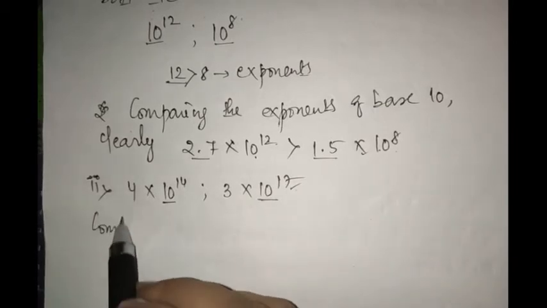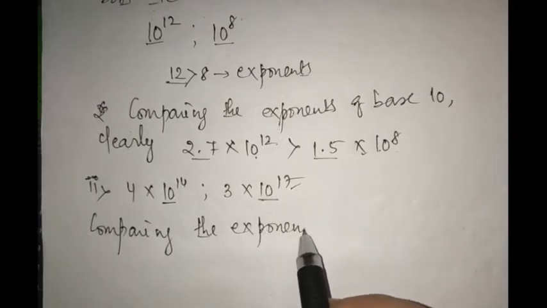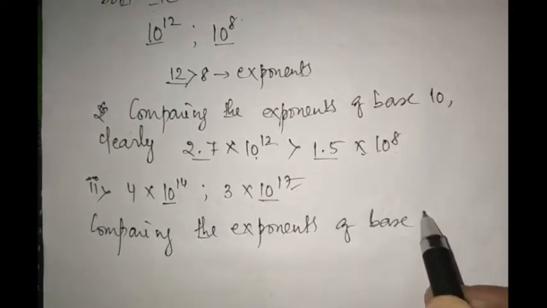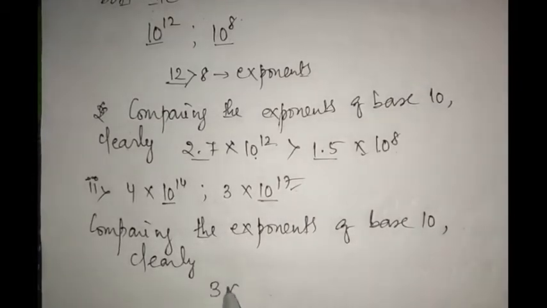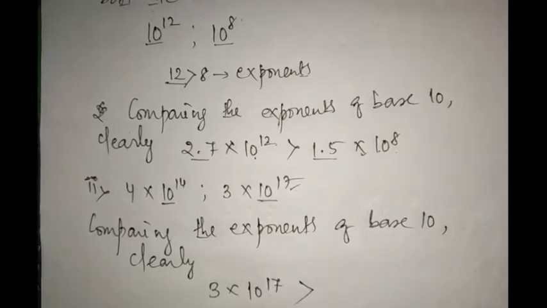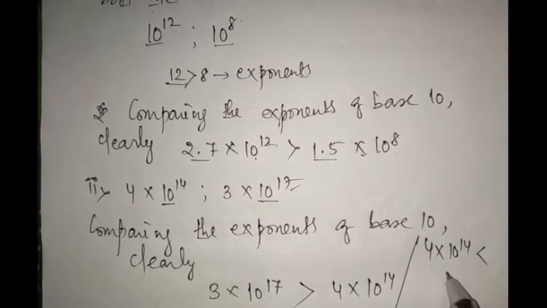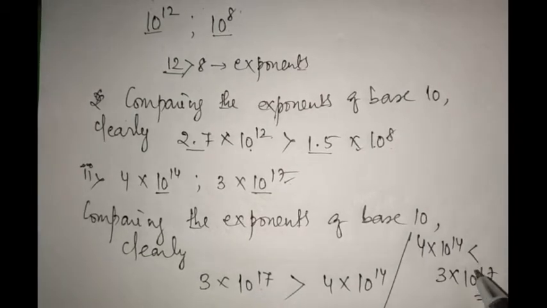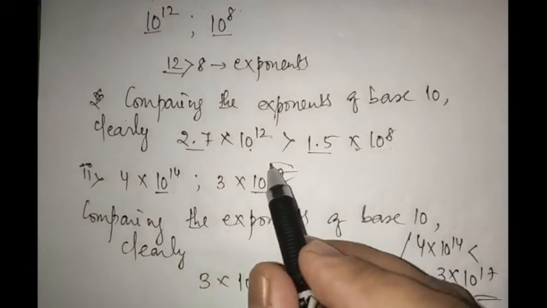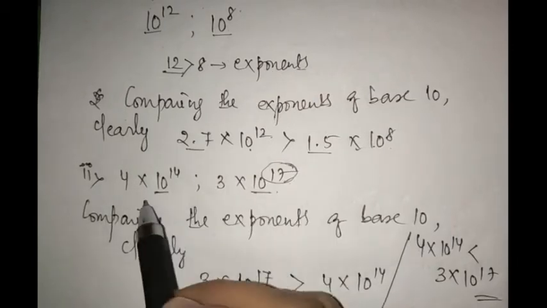So you'll write comparing the exponents of base 10. You will compare the base 10 exponent. So we can clearly say that 3 into 10 to the power 17 is greater than 4 into 10 to the power 14, right? Or you may write 4 into 10 to the power 14 is less than 3 into 10 to the power 17. I hope you understood why this 3 into 10 to the power 17 is greater, because it has the greater exponent. You can compare like this only if they have the same base.